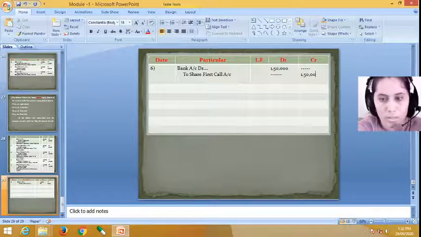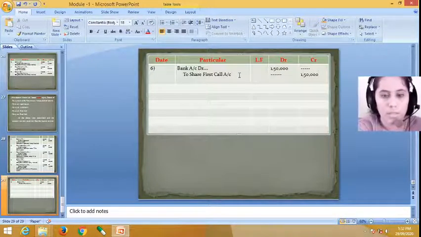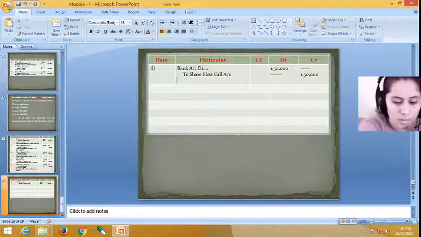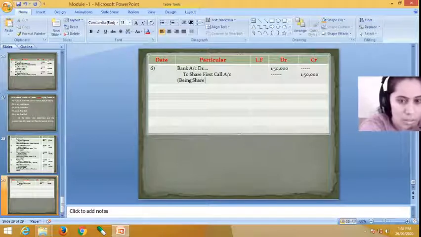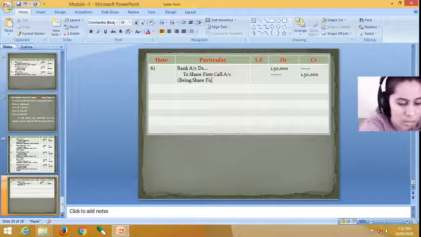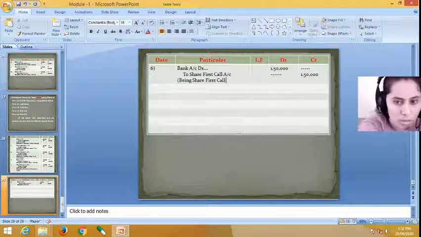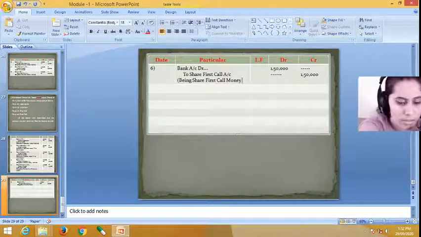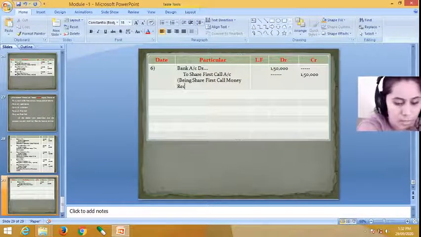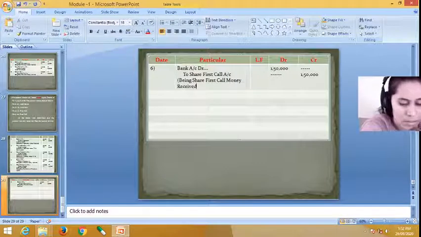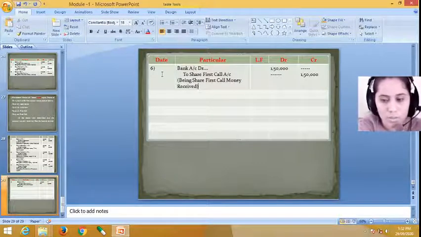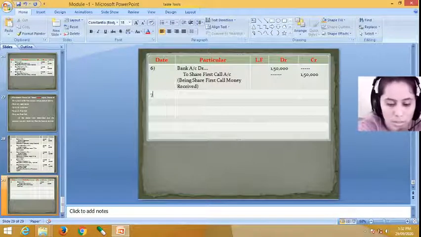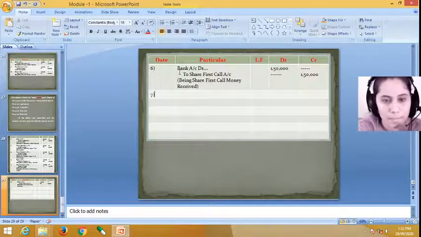Credit 1,50,000. Narration is: Being share first call money received. Clear? Next, 7th entry.